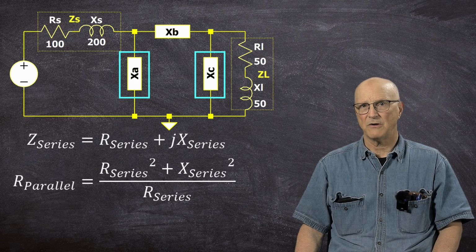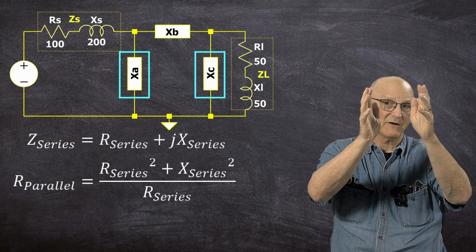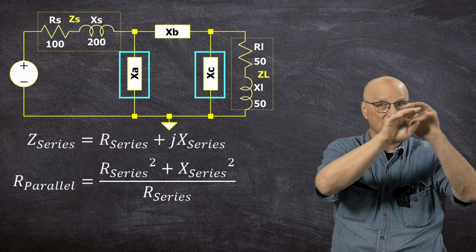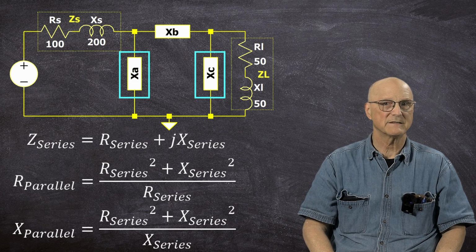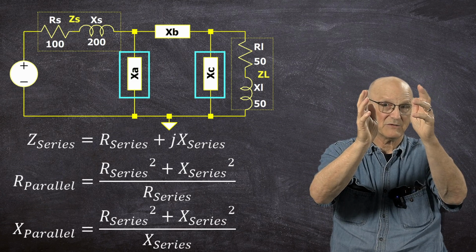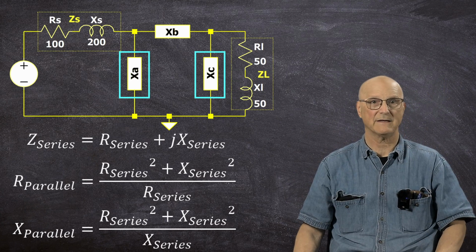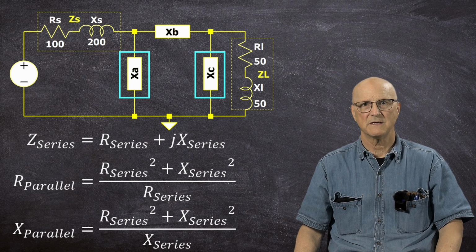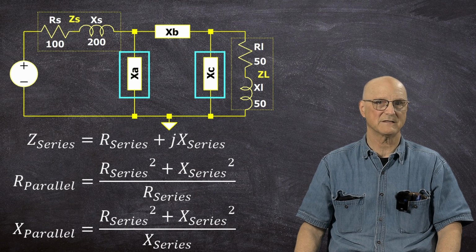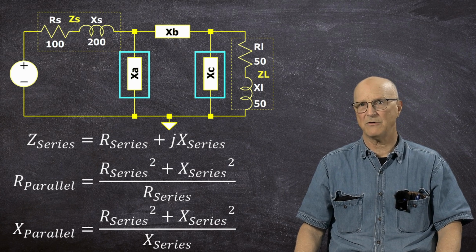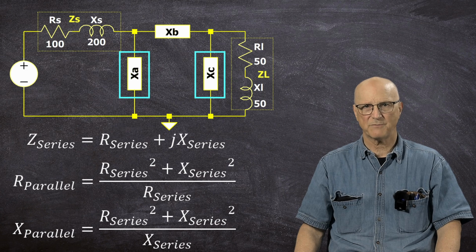The equivalent parallel resistance, R parallel, is equal to the series resistance squared plus the series reactance squared, divided by the series resistance. And the equivalent parallel reactance, X parallel, is equal to the series resistance squared plus the series reactance squared, divided by the series reactance. Thus, our impedance Z series, which is expressed in terms of a series resistance and reactance, is now expressed in terms of a parallel combination of a resistance, R parallel, with a reactance, X parallel.